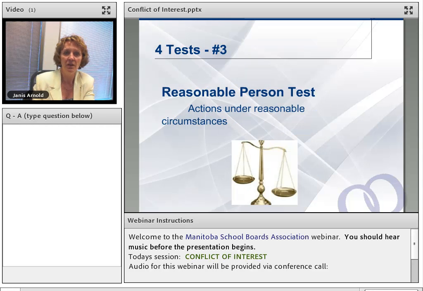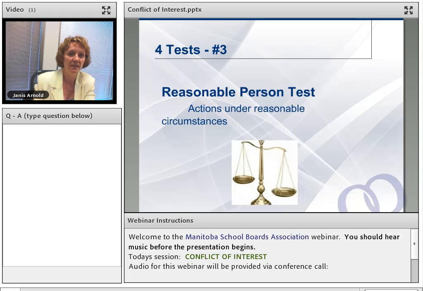The question here: what would a reasonably prudent person or board do under the circumstances? This goes directly to the core of a trustee's duty of care to impartiality, to the best of their ability and knowledge, to fulfill the duties of office with the same degree of care, diligence, and skill that a reasonably prudent person would show in comparable circumstances.